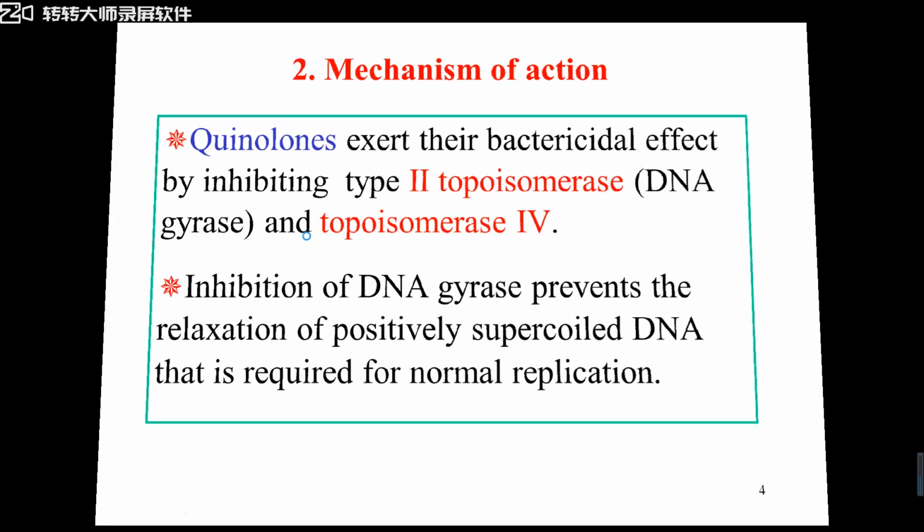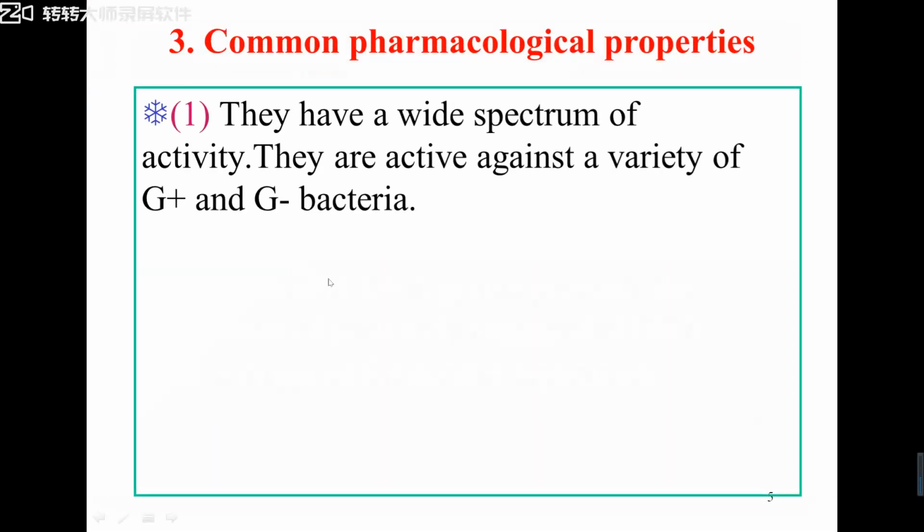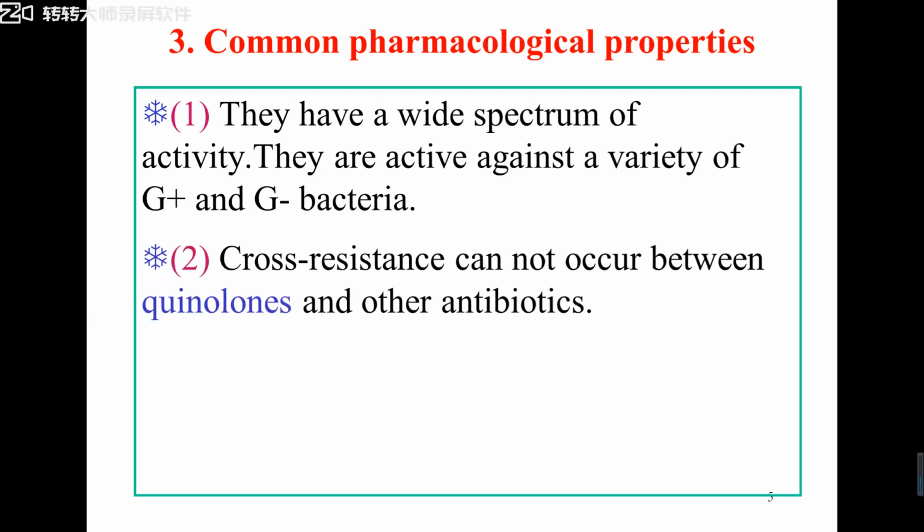Okay, so let's study the common pharmacological properties of quinolones. These drugs have a wide spectrum of activity. They are active against a variety of gram-positive and gram-negative bacteria. And cross-resistance cannot occur between quinolones and other antibiotics. So this is very important. That means if the patient uses ofloxacin and it is ineffective, they can change to ciprofloxacin. If ciprofloxacin doesn't work, we can change to sparfloxacin or other antibiotics, with no cross-resistance.